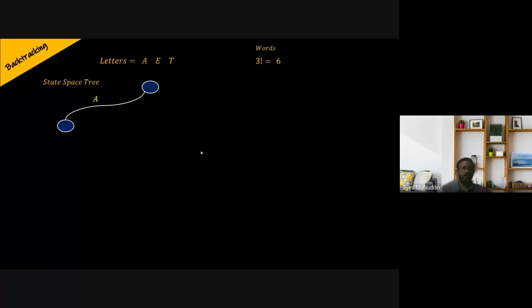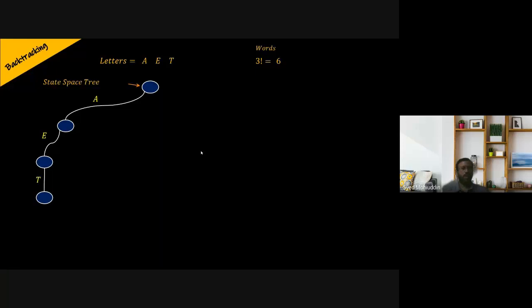From that node, obviously that node is also a problem state. So at that state, we are currently now. After A, we can use a letter E. So we move on to the next state, a problem state. The edge from the node in the level above to the node in the level below has a label. In this case, we are using the letters as labels. Then from E, the third letter can be T.